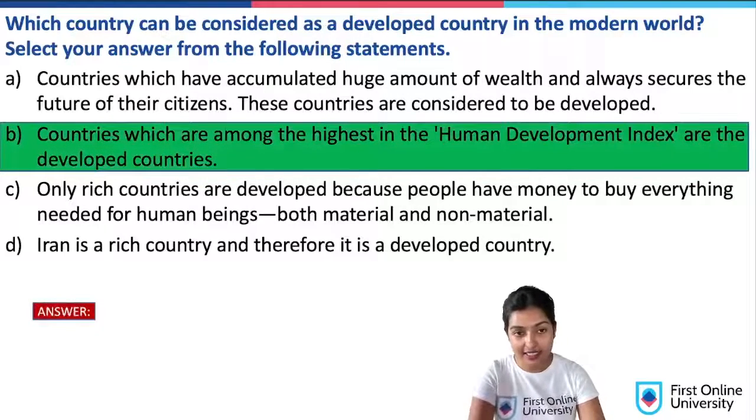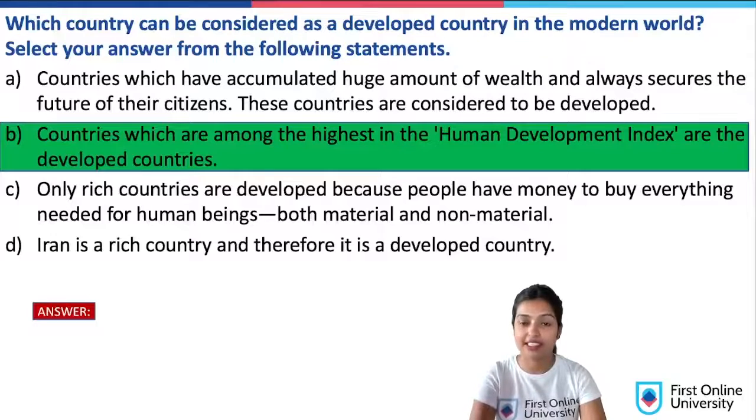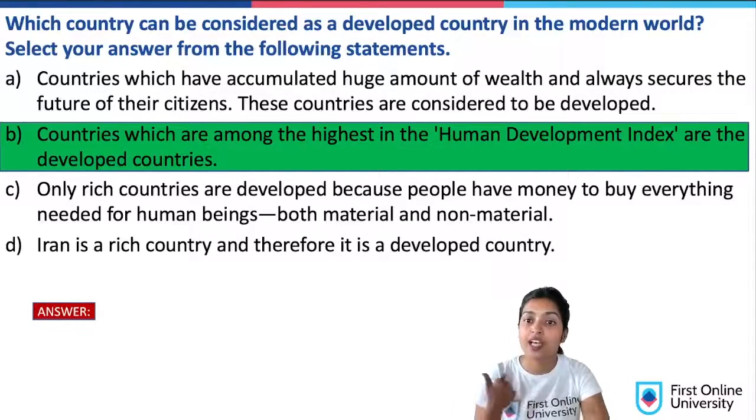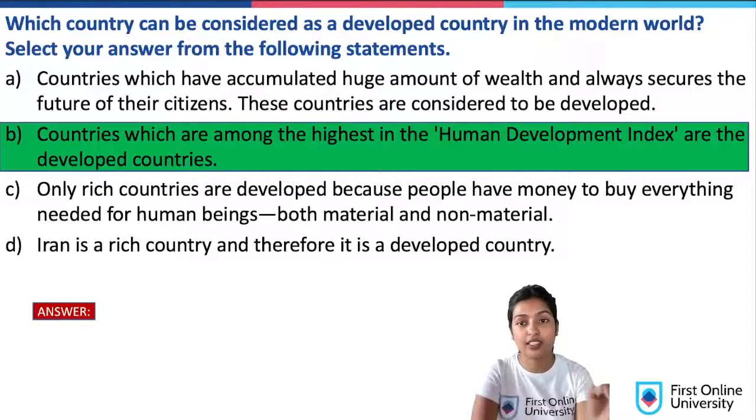The answer is countries which are among the highest in the Human Development Index are known as the developed countries. This is the biggest signal to tell you whether the country is developed or not. If the three parameters of the HDI, that is income, education, and the basic facilities that are there for your development in the HDI, right? So with that only you can tell if a country is developed or not.